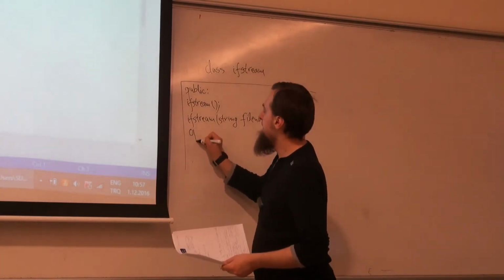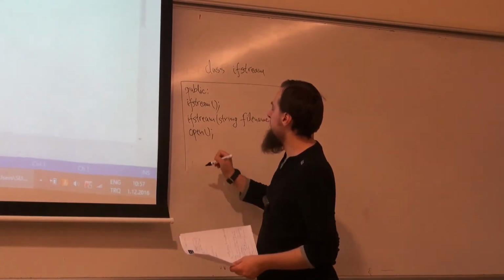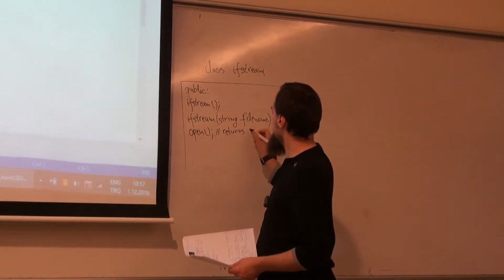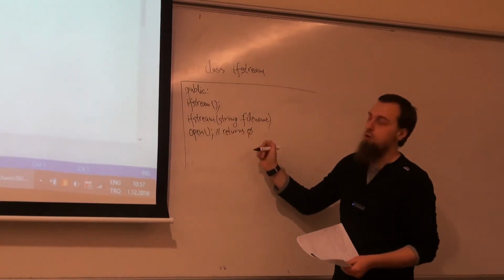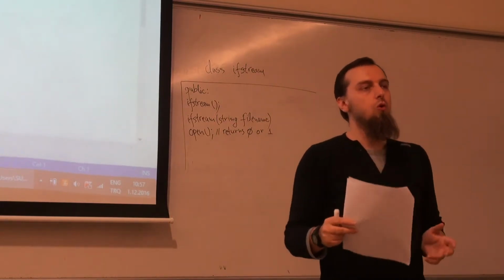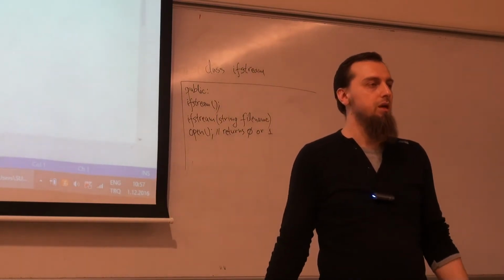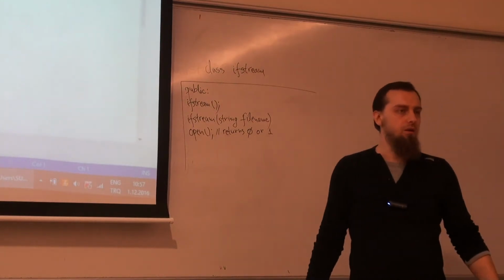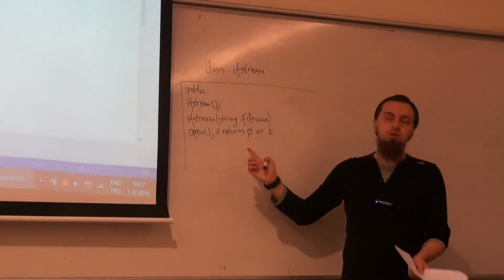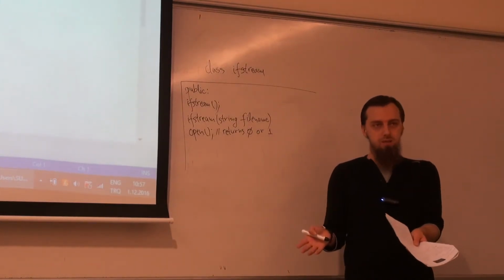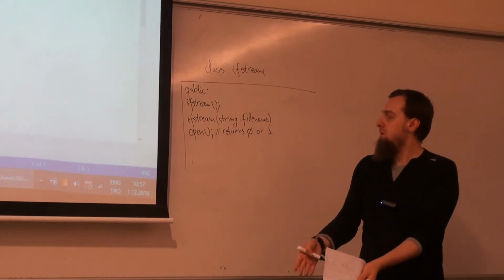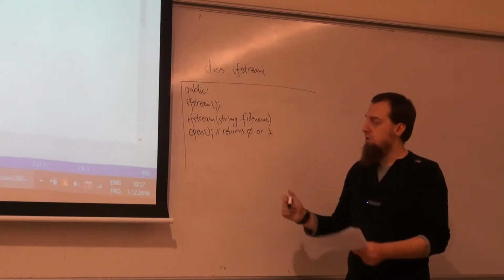Open. It tries to open a file and returns true or false. Returns 0, which means false, or 1, meaning true. So when we want to open a file, but that file doesn't exist, this open is going to return false, and I cannot open it. Or the file might exist, but the hard disk is damaged. We cannot read it. We cannot open it, although it does exist. So it still is going to return 0.